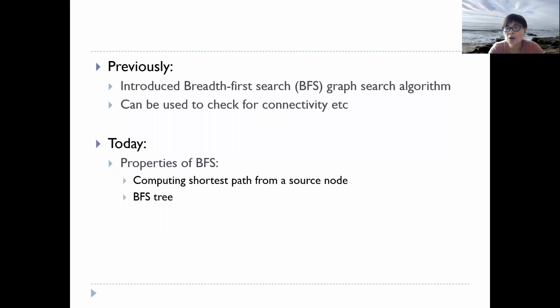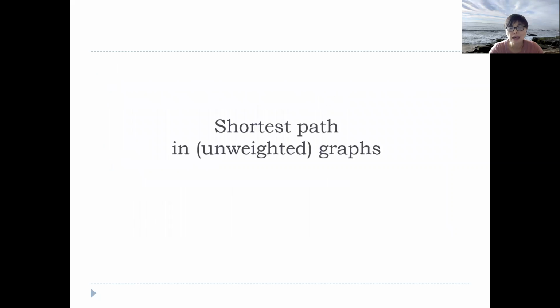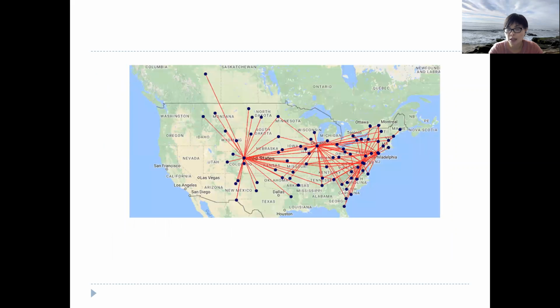So today we're going to focus more on the properties of this BFS search strategy. It turned out that in addition to helping us traverse the entire graph, BFS also gives us something extra. In particular, this is related to computing the so-called shortest path in a graph, which we introduced at the end of class last time. But just very briefly, what is the shortest path?